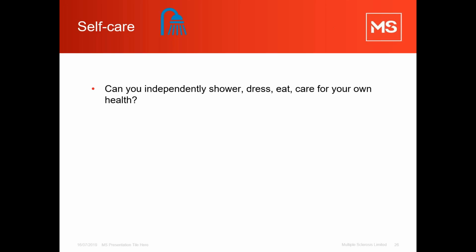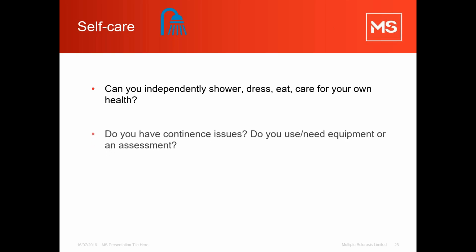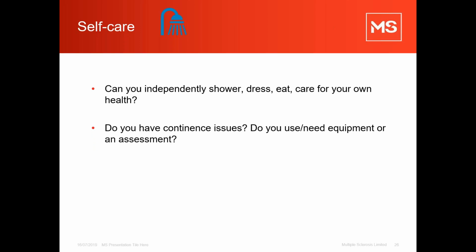Do you have trouble dressing? Is it difficult for you to do buttons up, get bras done up, get shoelaces done up? Do you have trouble eating or caring for your own health? These are things to think about. A very important one: do you have continence issues? And if you use or need equipment, or if you need an assessment, these are all things that can be funded in an NDIS plan. So if you use continence pads or if you self-catheterize, then you need to actually have that recorded on the form as well, so that the NDIS is getting a really good picture of how you're affected by MS.